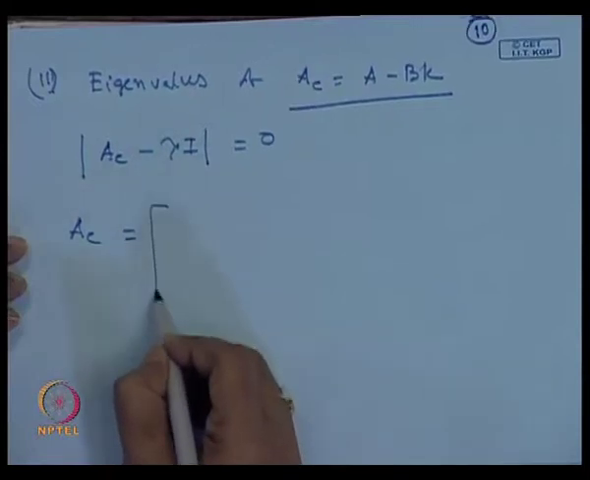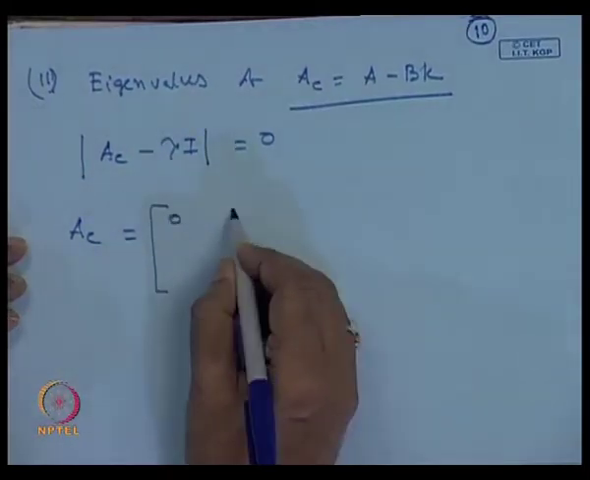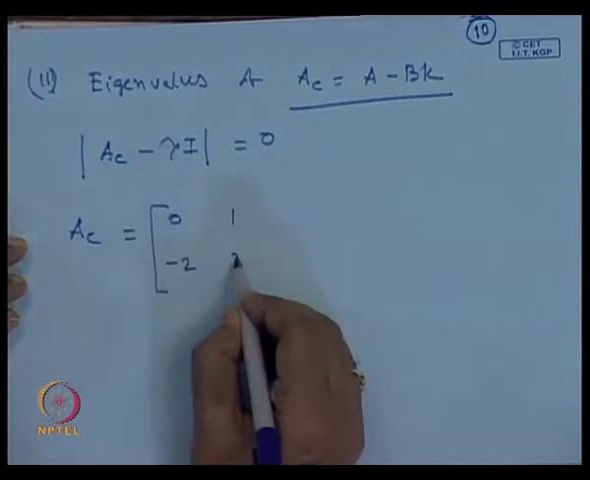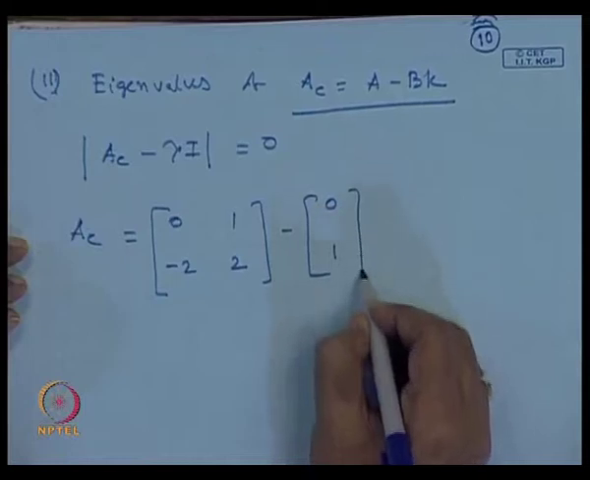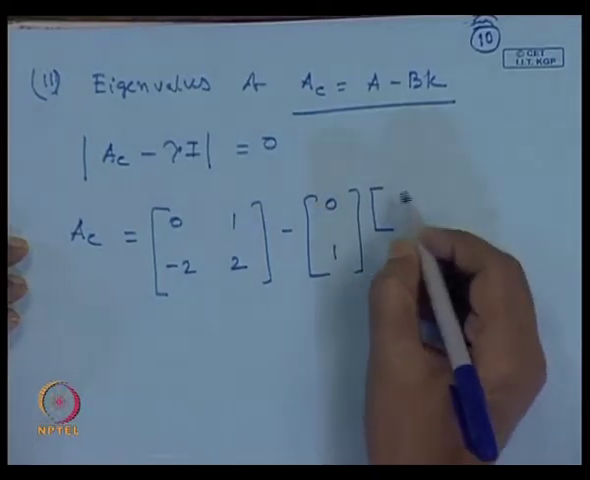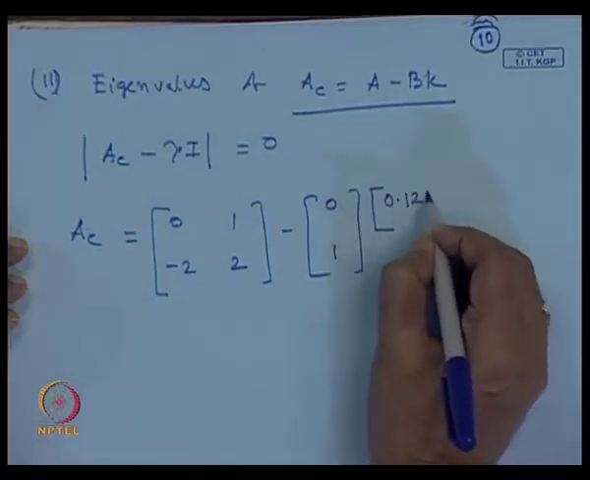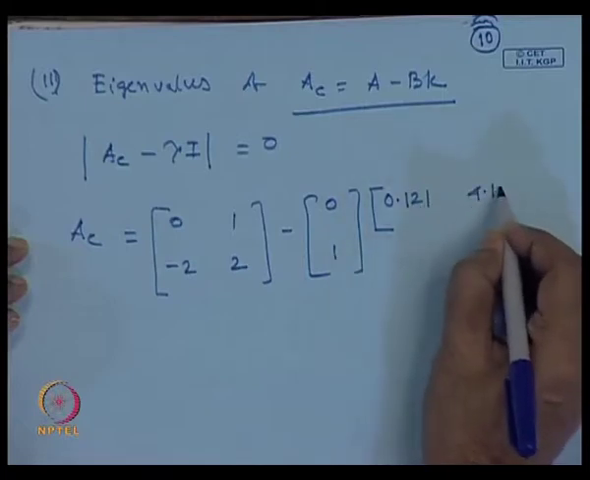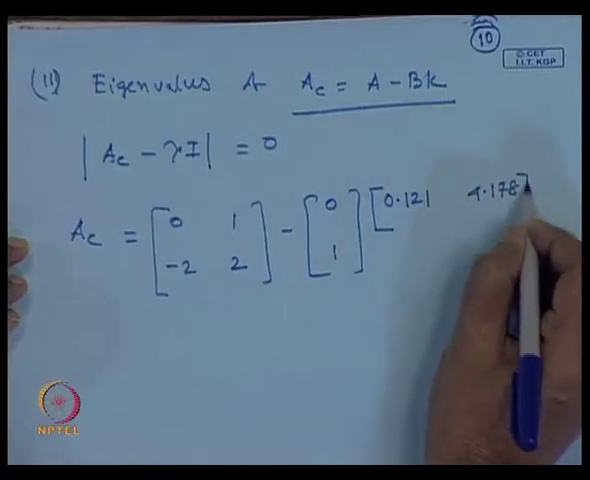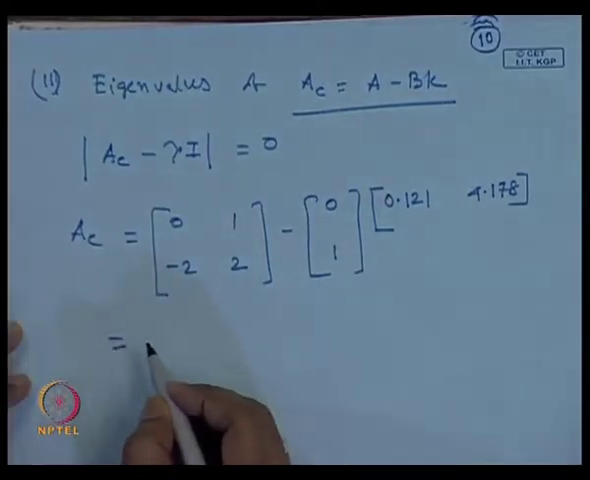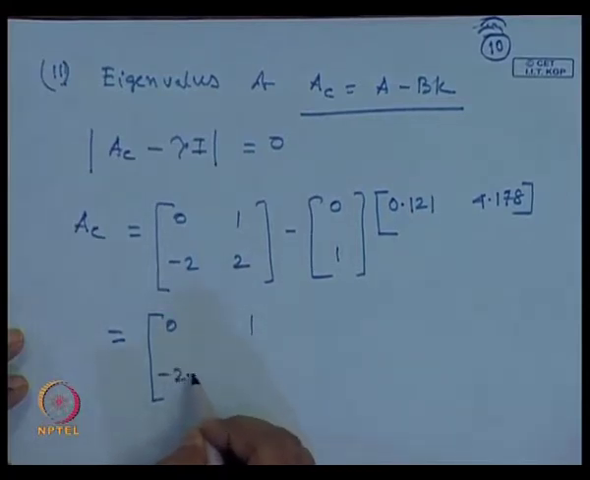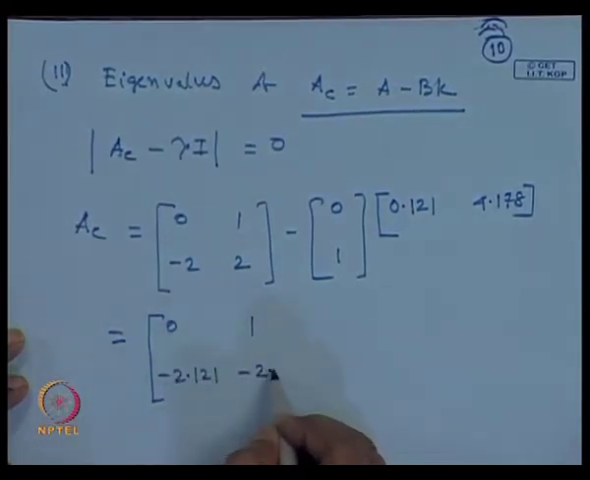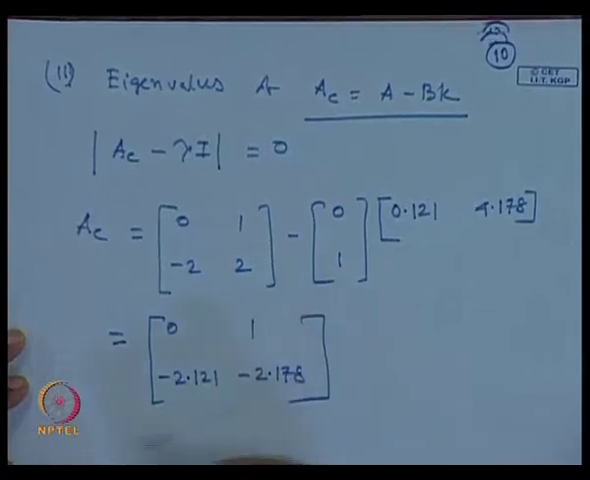So, you first find A_c. A is 0 1 minus 2 2, and B is 0 1, and K we got it as 0.121 4.178. Now if you simplify this, ultimately you will get this matrix 0 1 minus 2.121 minus 2.178. This is the closed loop system.